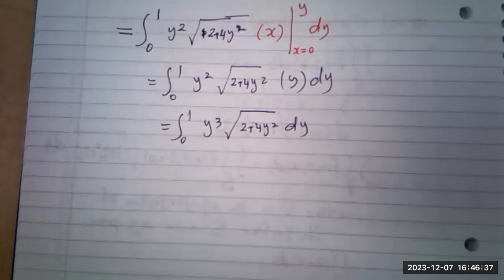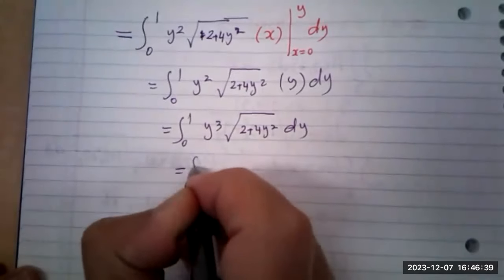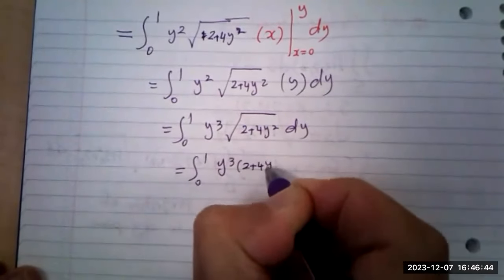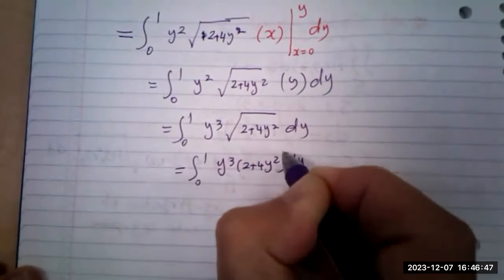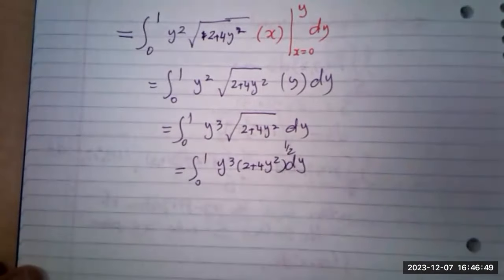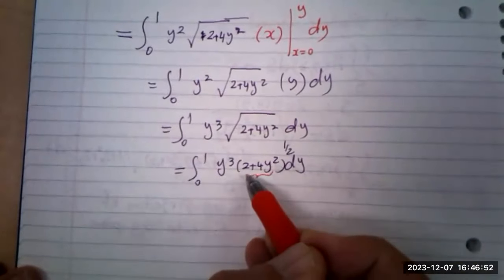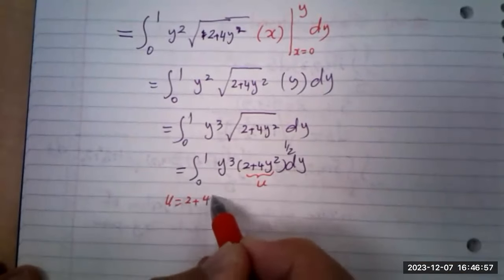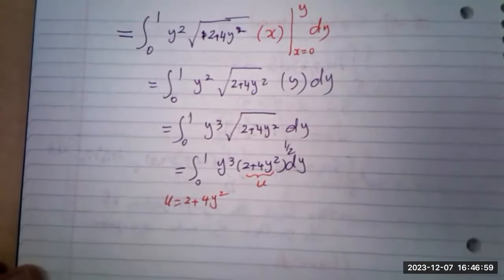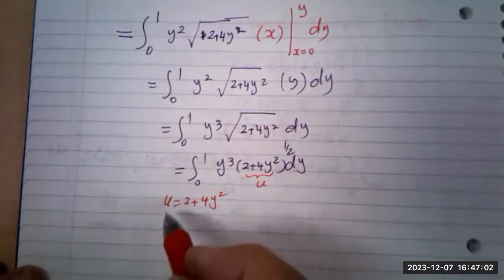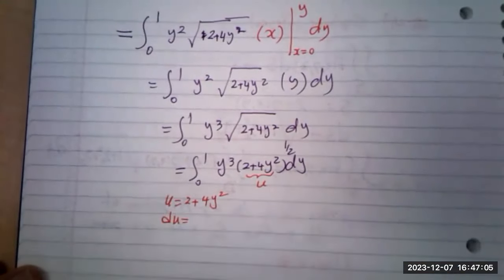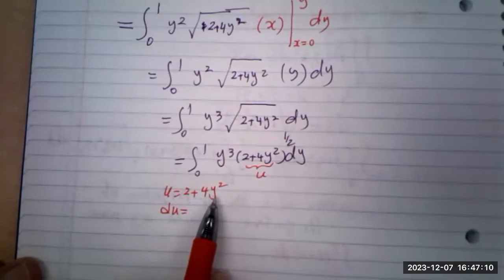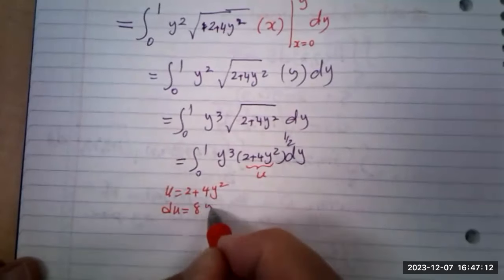U substitution. Yes. So we rewrite it, 0 to 1, y cubed. There is a point about this type of integral that happens quite a lot. If you want to use u substitution, you call this one u. So let's call it u equal to 2 plus 4y squared. Then you need to bring the du. What's going to be du? The derivative of 2 would be 0, and the derivative of this is going to be 8y.